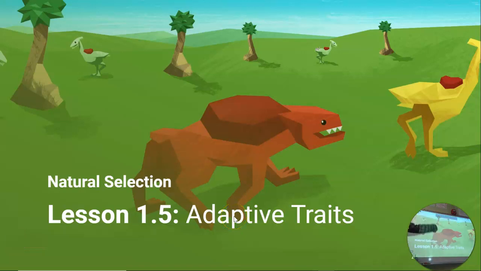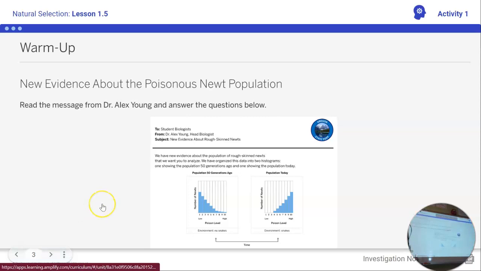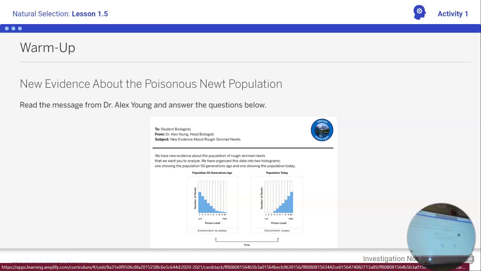Right now, what we are doing is we are going to go through your do now. So in our do now, you're looking at these two different graphs. We've been talking about this idea of adaptive traits, natural selection, and you're looking at our newt population that we've been discussing and talking about.